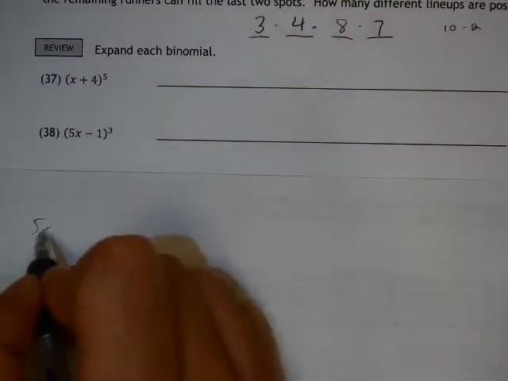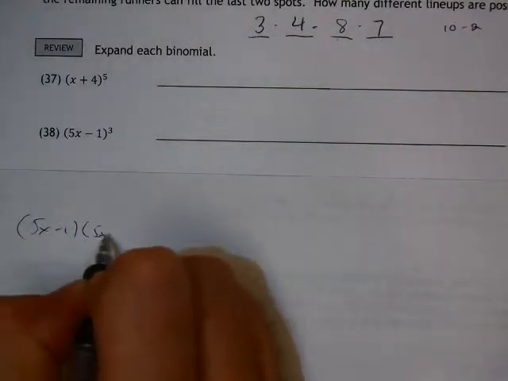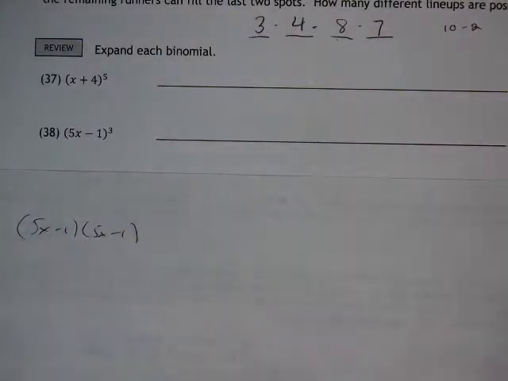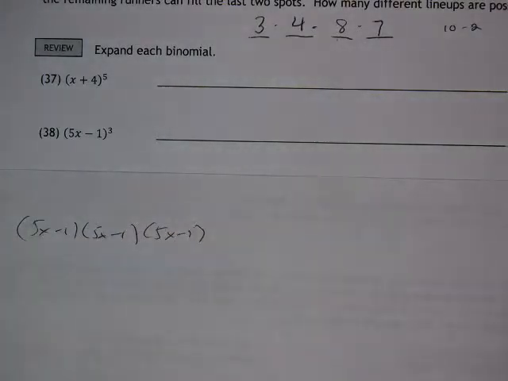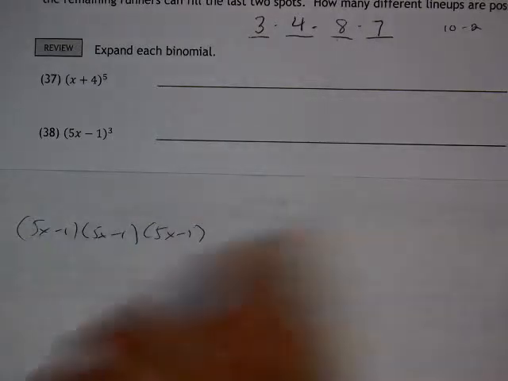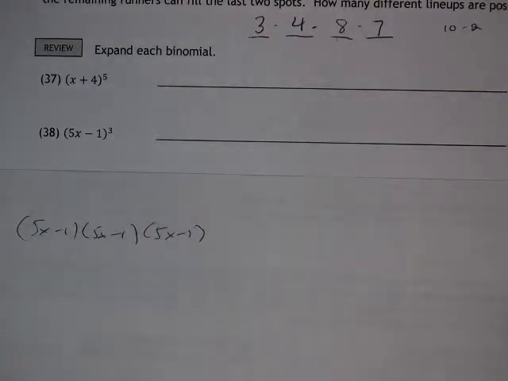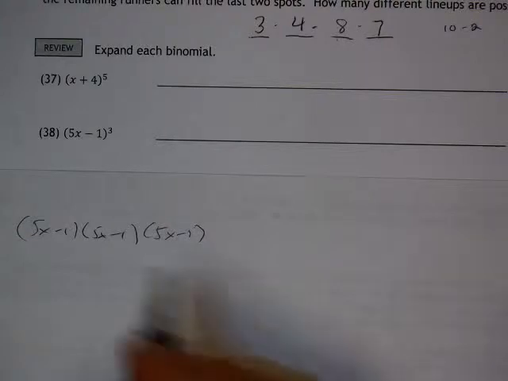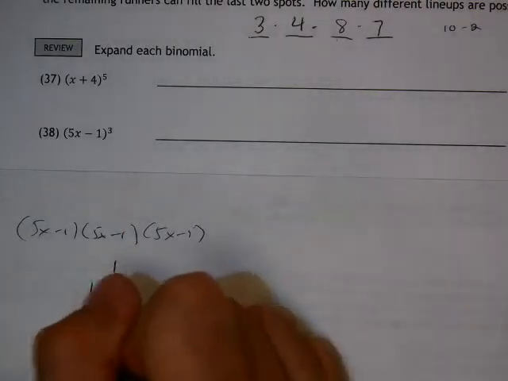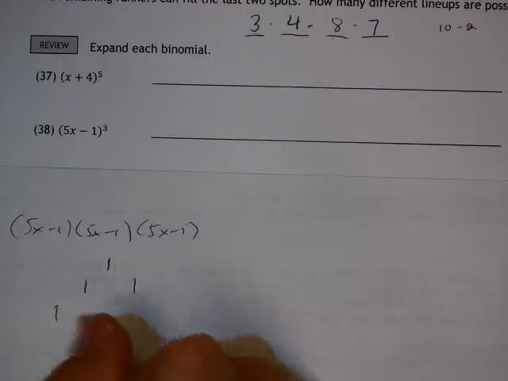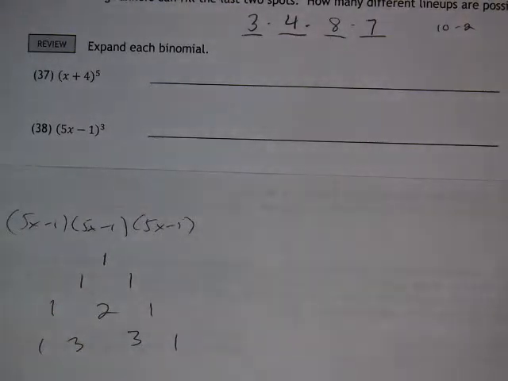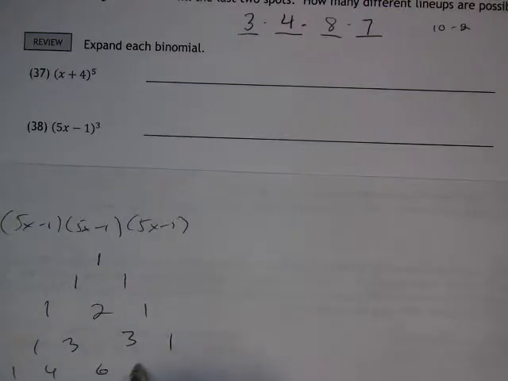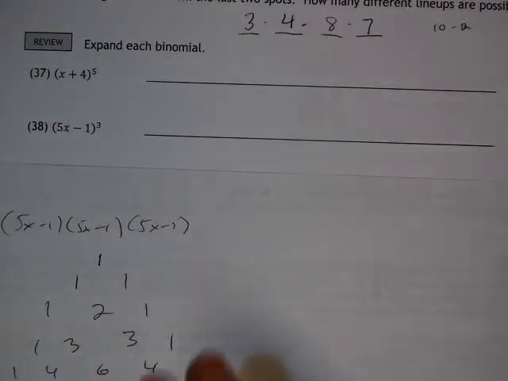Now one option would be to take 5x minus 1 times 5x minus 1, multiply that all out, then take that result and multiply by 5x minus 1 again. But hopefully if you remember your patterns from Pascal's triangle and the combination formula, it might make it a little bit easier. Now if you know Pascal's triangle, we know it starts with a 1, and then 1, 1, 1, 2, 1, 1, 3, 3, 1, 1, 4, 6, 4, 1, and you could keep going forever and ever and ever.